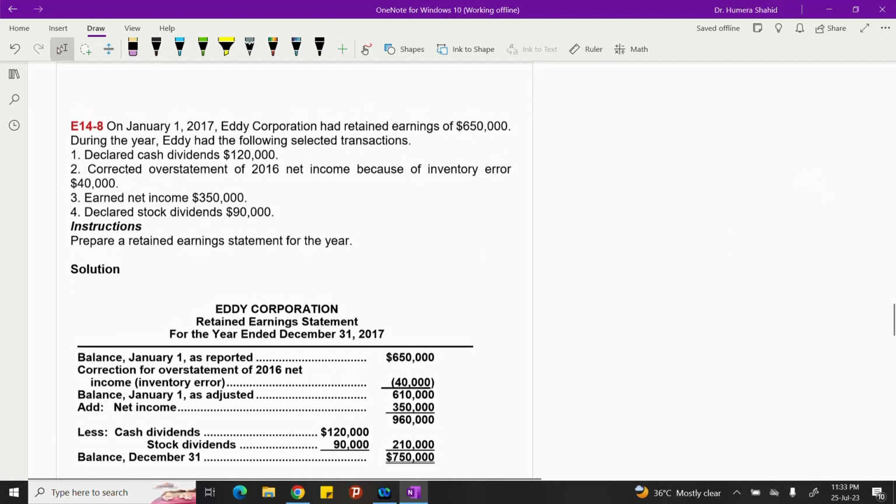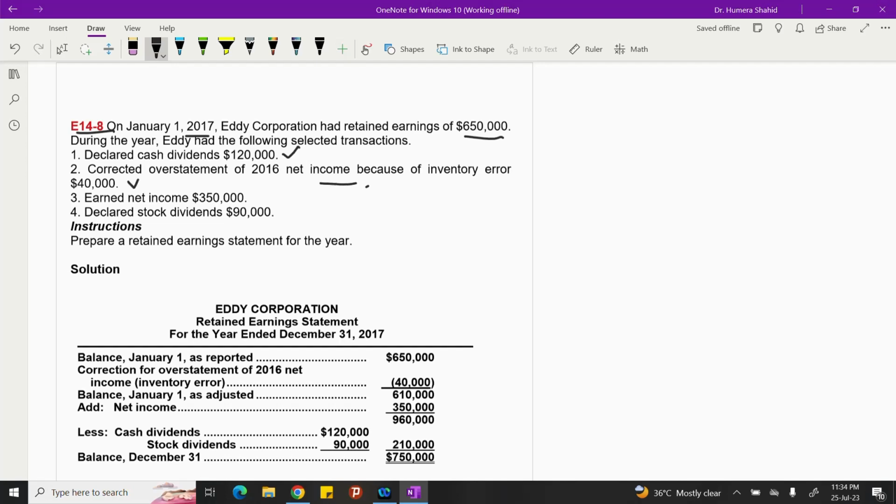Let's move on towards the next question, which is exercise number 14-8. On January 1st, 2017, Addy Corporation had retained earnings of 650,000. During the year, Addy had the following selected transactions. It declared a cash dividend of 120,000, and corrected an overstatement of net income because of an inventory error, 40,000.